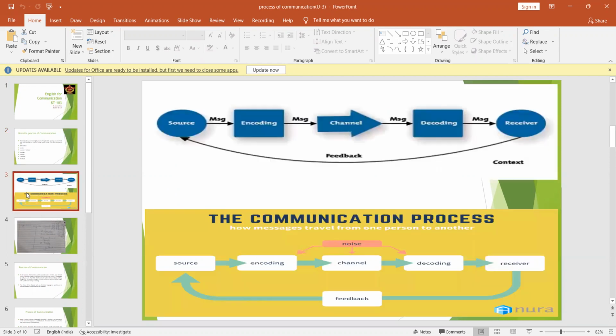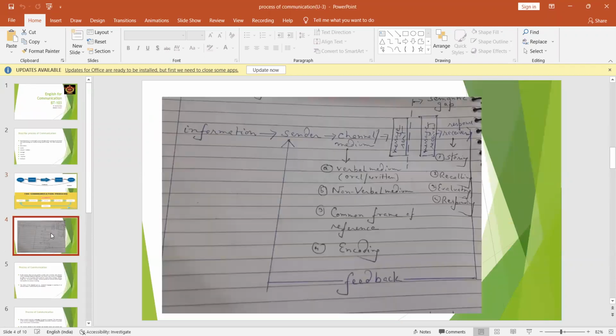You can see in this diagram that it is from the source, then the encoding, then the channel, then the decoding, then the receiver. Okay, this is the process of communication. You can see it in a better way. That is called information, sender, channel, then the message. That message has been divided into two parts, message sent and message received, then receiver, then response, and ultimately the feedback.